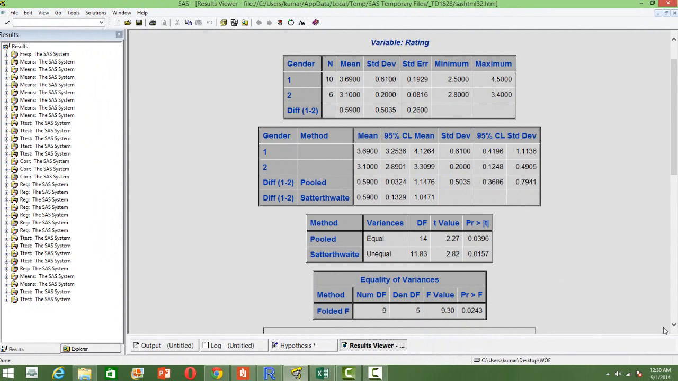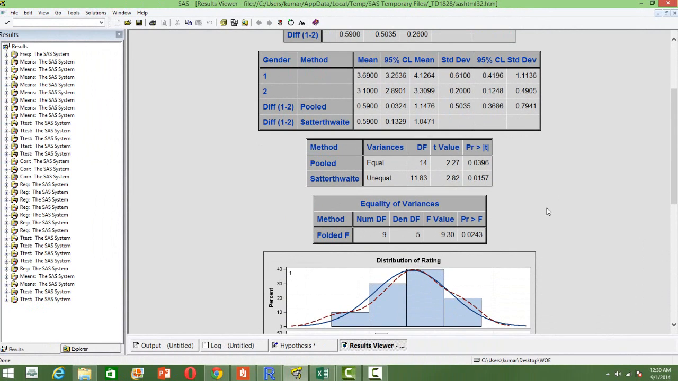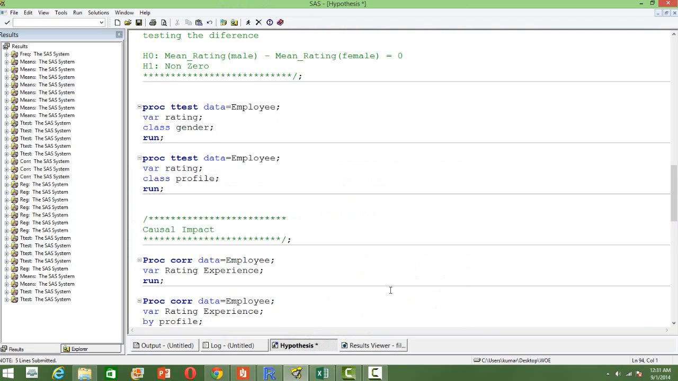Now look at the p-values here. Both p-values say that we should reject the null hypothesis. The null hypothesis says that the average rating is the same, or the difference is 0, and we have rejected it. So what will we accept? We will accept the alternative hypothesis, which says that the average rating with respect to gender is different, or the difference between the average rating of the male population and the female population is non-zero. So that is accepted now. Now we can conclude that for the entire population also.